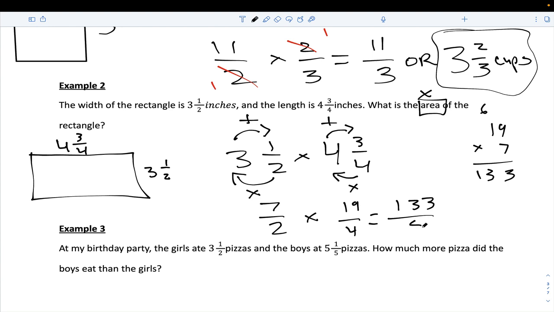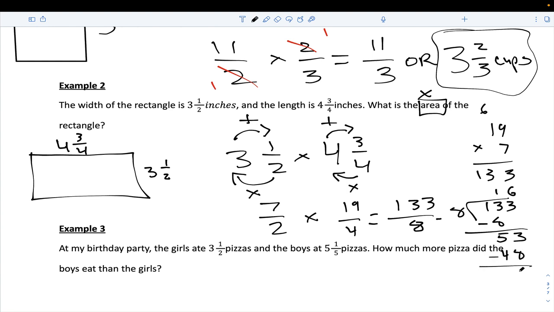133 over 8. Great. To make that a mixed number, I divide 133 by 8. Has anybody done that yet? 8 times 1 is 8, close to 13. Bring down the 5. 53 divided by 8 is 6. 6 times 8 is 48. You have 5 left over.